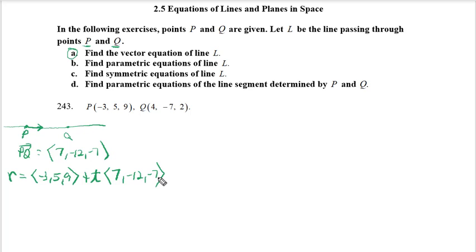Now, in some instances, that's an okay way of writing our answer. I'll go ahead and write a usual version of this. That would be negative 3 plus 7t, 5 minus 12t, and 9 minus 7t.